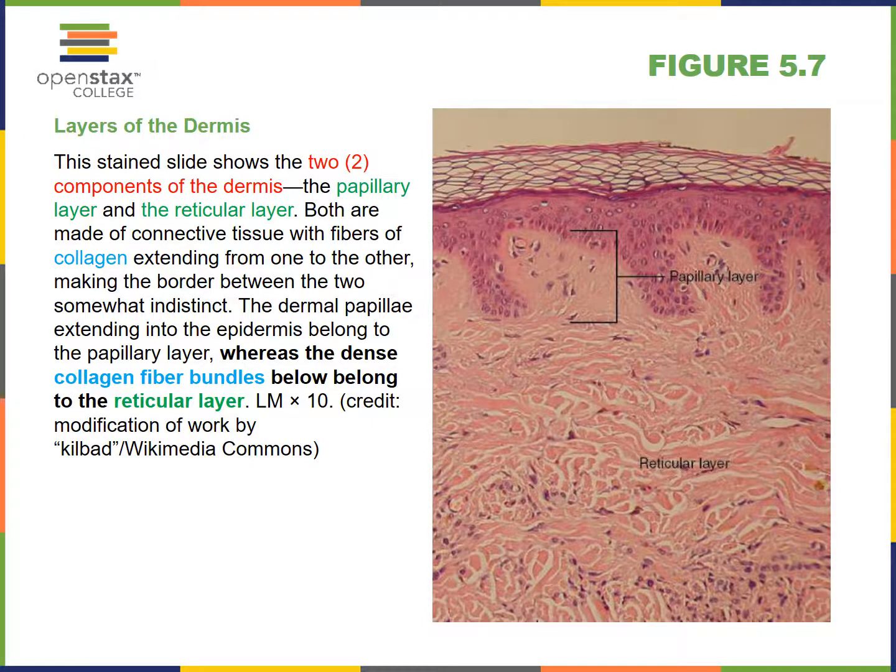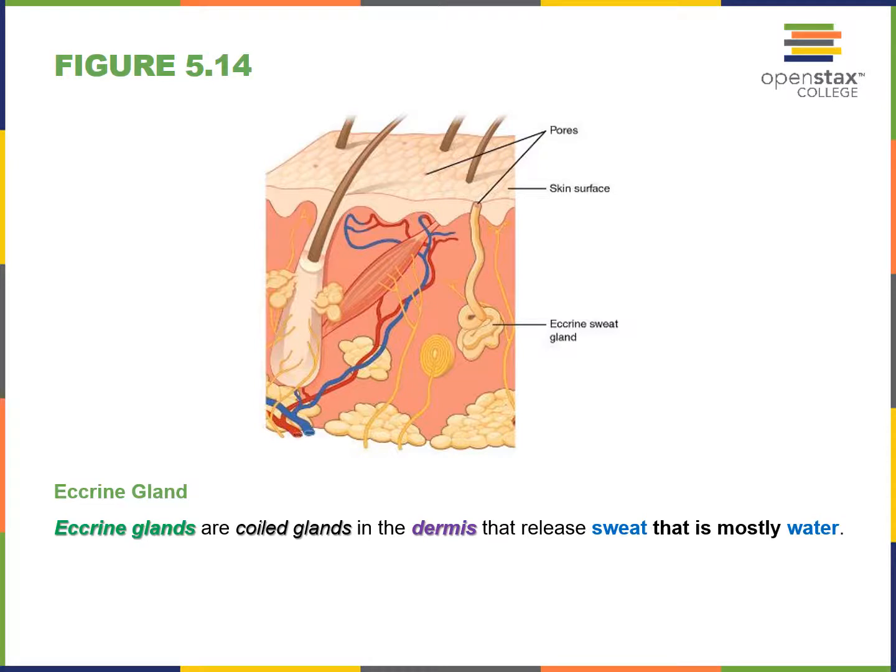Figure 5.7 shows the layers of the dermis. This is a stained slide showing the papillary layer and the reticular layer. And then of course on top of that we'll see the serrated looking basale layer and the other layers of the epidermis. In figure 5.14 we see the skin with some eccrine glands being represented in it. They're coiled glands in the dermis that release sweat, which is mostly water.